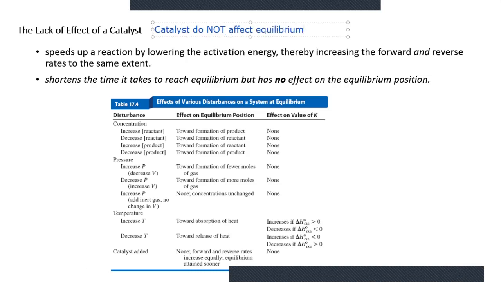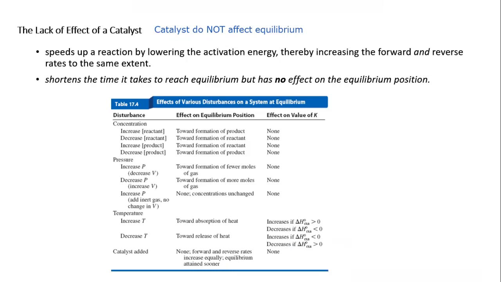So if we look at an overview of what we just talked about involving Le Chatelier's principle, for concentration, the thing we can do is increase or decrease reactants or products. So if we increase a reactant or product, it's going to shift to the opposite side. If we decrease a reactant or product, it's going to shift to the same side.